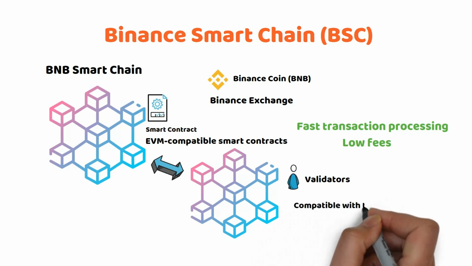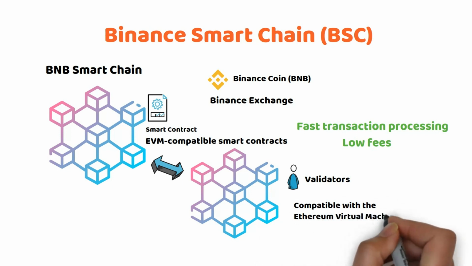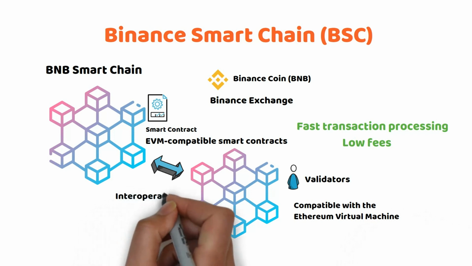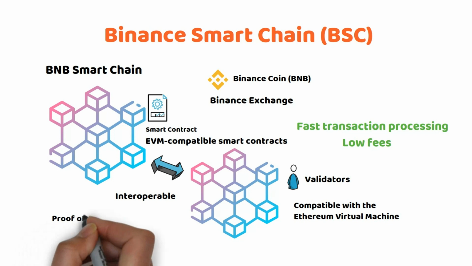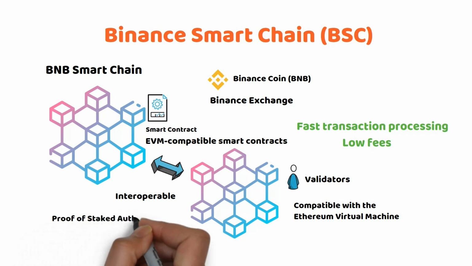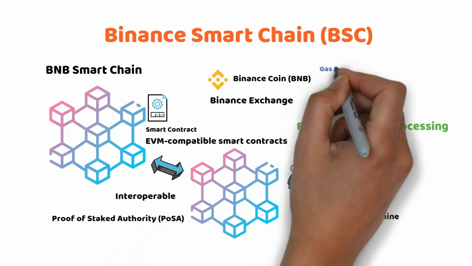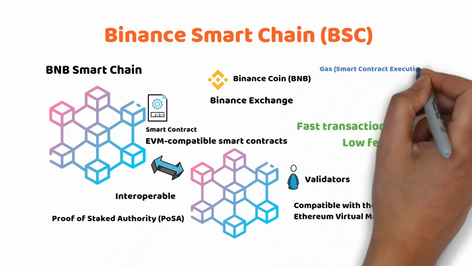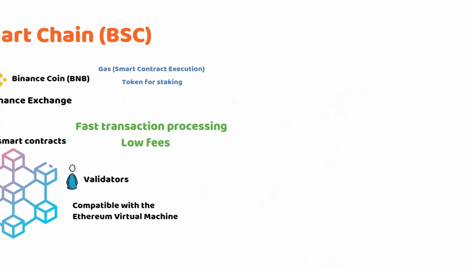Compatible with the Ethereum virtual machine, allowing for use of existing Ethereum tooling while also offering faster finality and lower transaction fees. Interoperable, enabling efficient communication between chains and optimized for high-performance dApps that require fast and smooth user experience. Distributed and governed on-chain, using proof-of-stake authority for decentralization and community participation. The native Binance Coin, BNB, token serves as both the gas for smart contract execution and the token for staking.